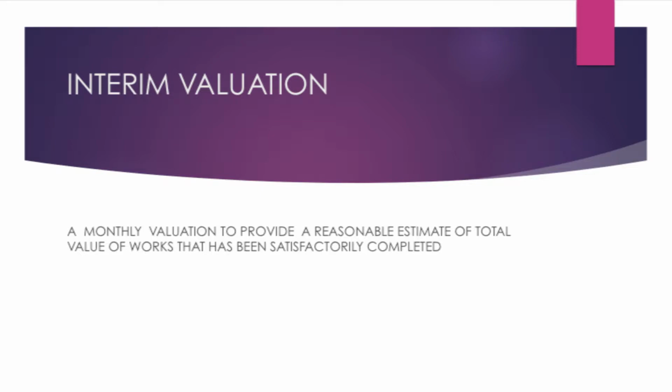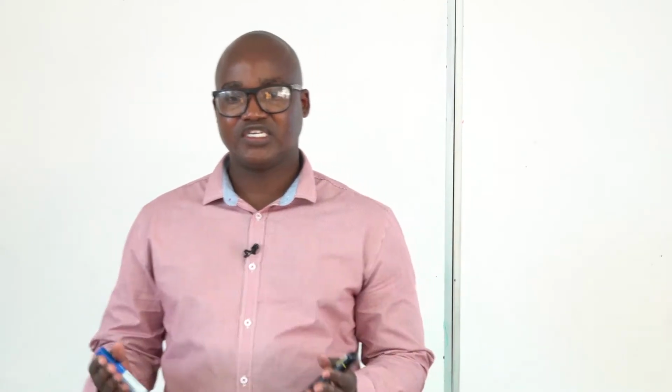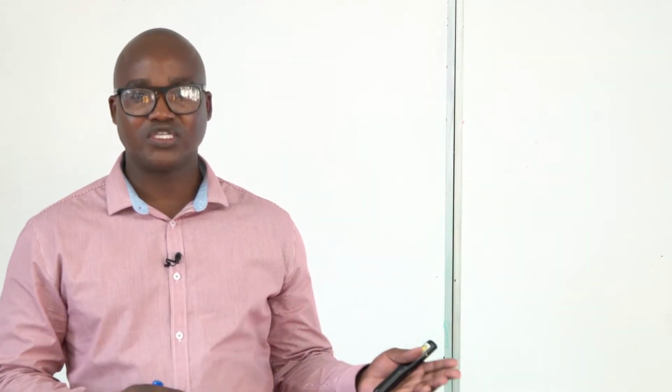In our next slide, we also have the unfixed materials. The unfixed materials are the raw materials on site that should be used for different purposes. For example, we have the sand, we have the stones that are not fixed. So those are the ones that we call the raw materials. So it's what I'm talking about here.